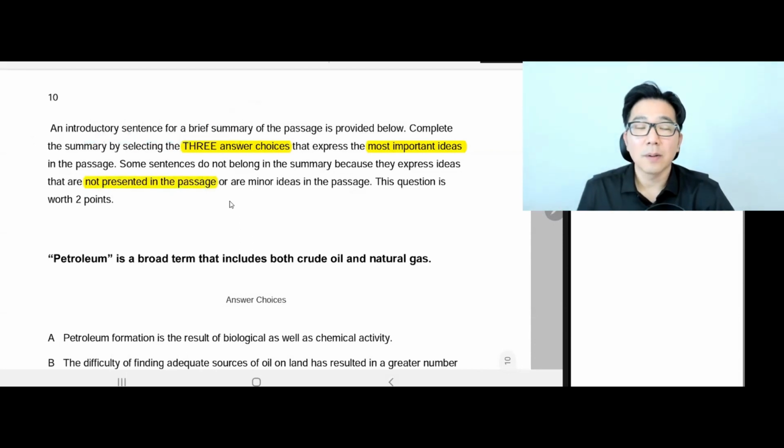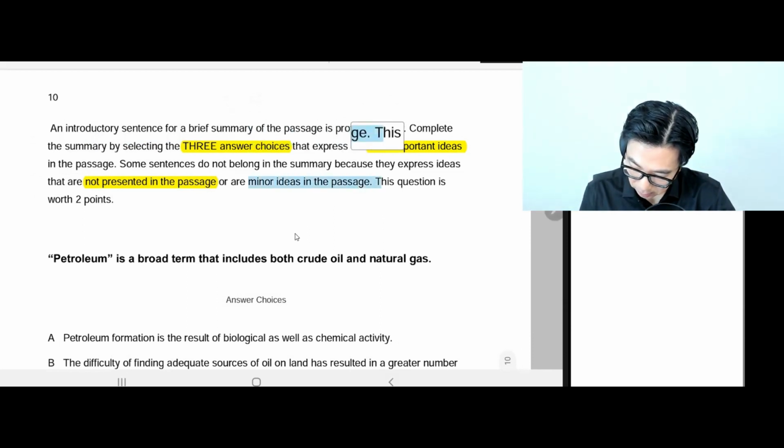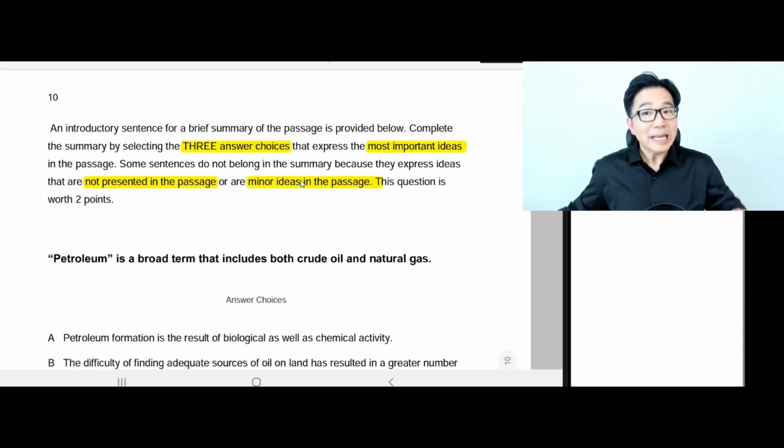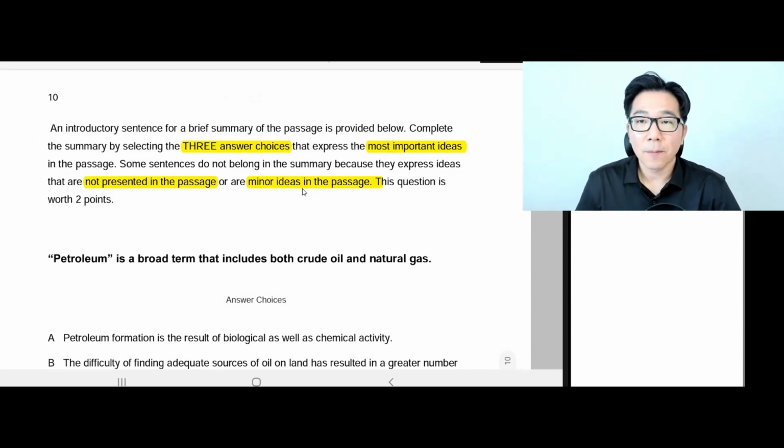Okay, wrong information or information that is just not mentioned or a minor idea. So we need to keep in mind what this part is telling us: usually it's wrong information, but even if it's right information, if it's not the important or main ideas, but a very, very minor detail within the paragraph, then even if it's correct information, it's not going to be the answer. Okay, so let's use that to help us choose the right answer.